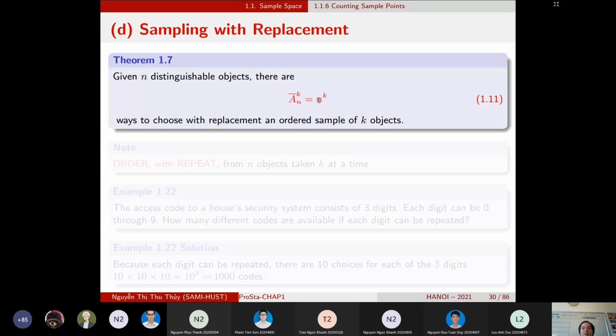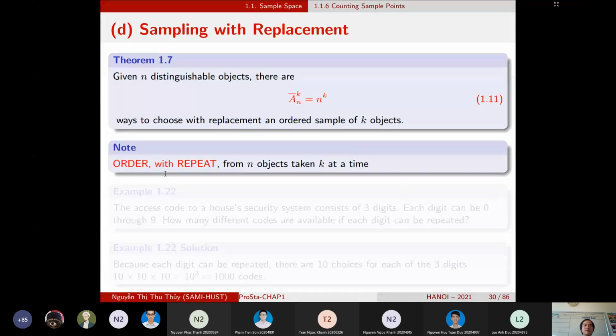Okay, because for the first object we have n possibilities, and for the second object we have also n possibilities, because we can choose with replacement. We can reuse the object. Okay, there's no constraint here, there's no restriction here. So each object of the k objects, we can choose it from n objects. So in total we have n to the power of k. Okay, this time we note that we care about the order, but we can repeat the object each time.